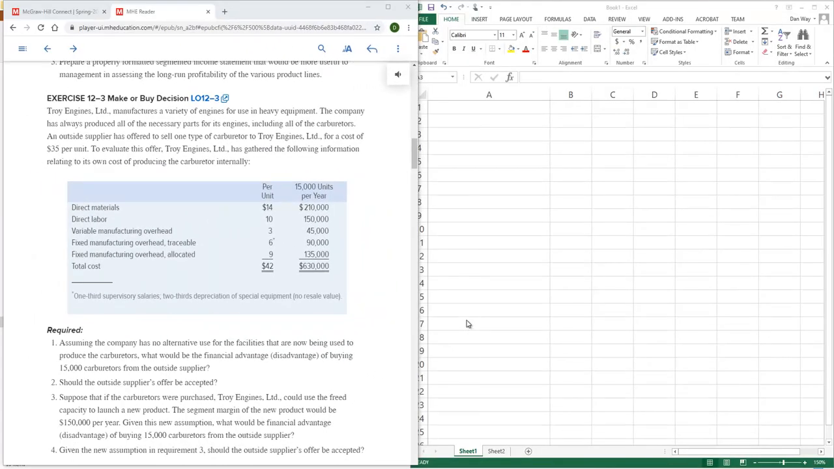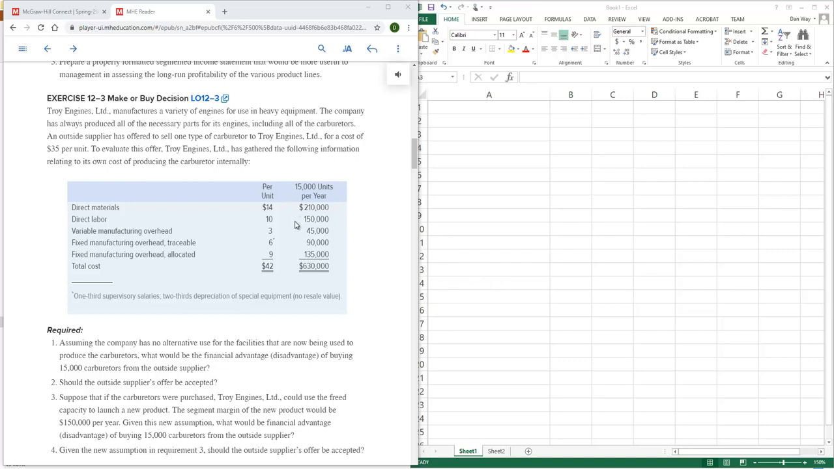All right, next we're going to take a look at exercise 12-3, which is a make or buy decision. And with make or buy, we're really looking for just what's the cheapest alternative, essentially. So this said Troy Engines makes a variety of engines for use in heavy equipment. They've always produced all the necessary parts for their engines, including carburetors, but an outside supplier now has offered to sell one kind of carburetor to them for $35 per unit. So to evaluate that offer, they've gathered the following information relating to their own cost.